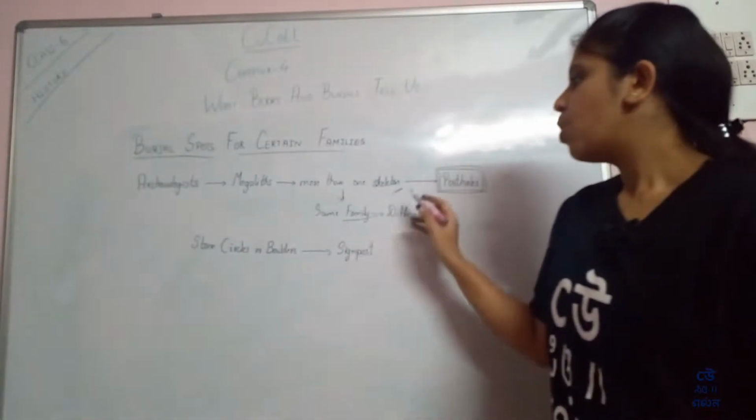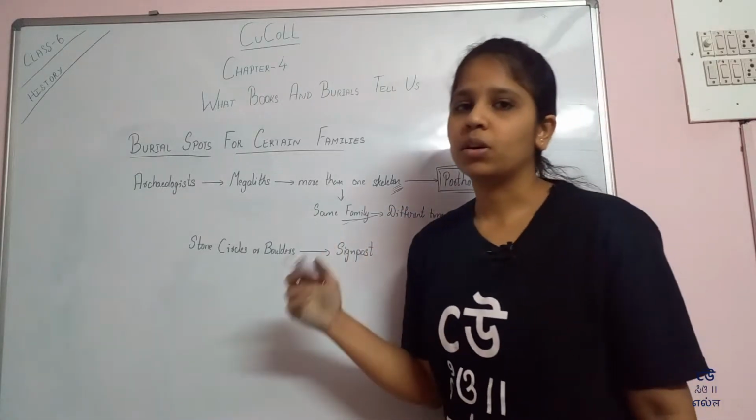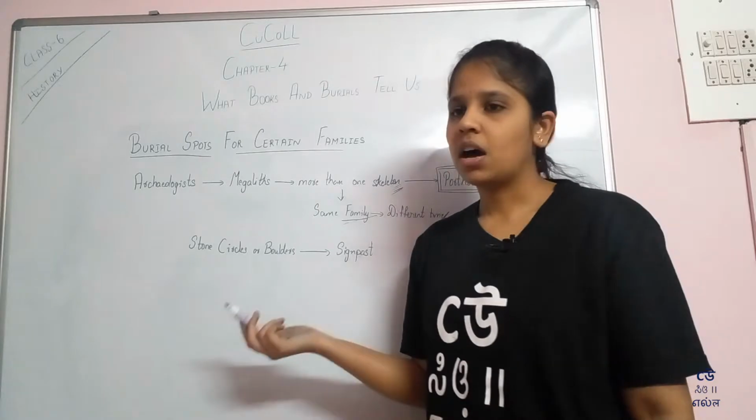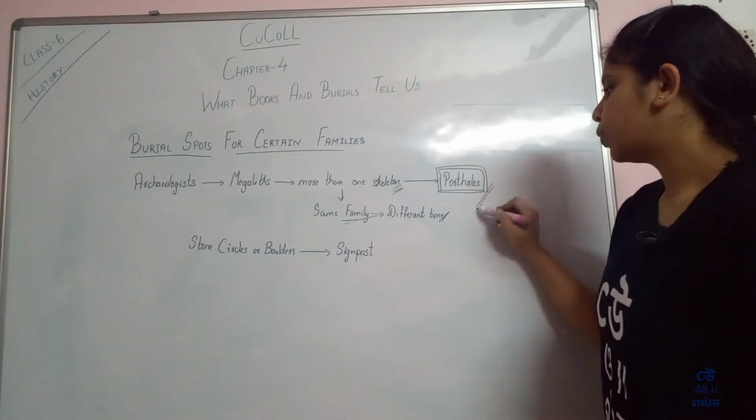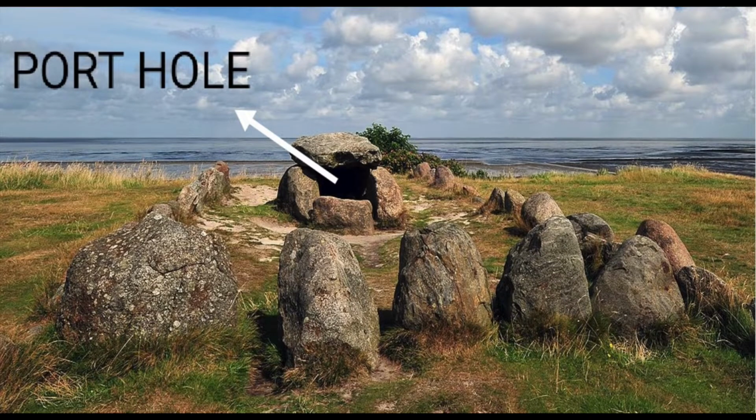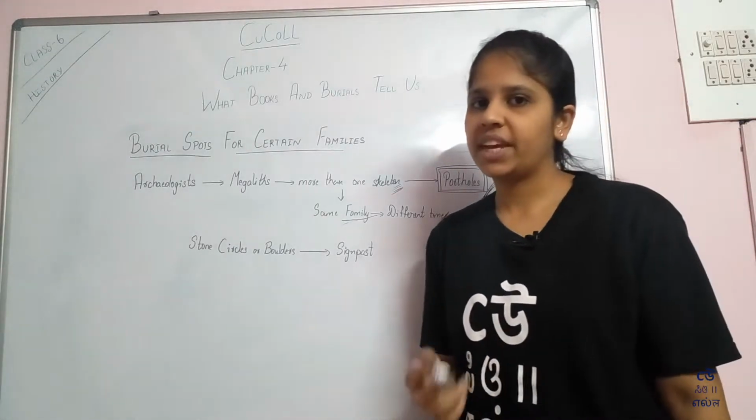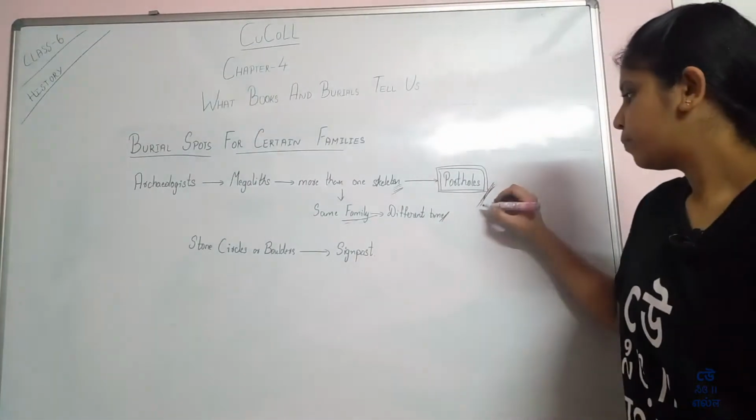So how was it possible that more than one skeleton was present in one megalith? How? That is through portholes. As we can see in the image, through portholes, the dead person was put into that megalith.